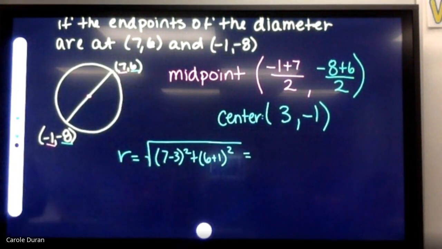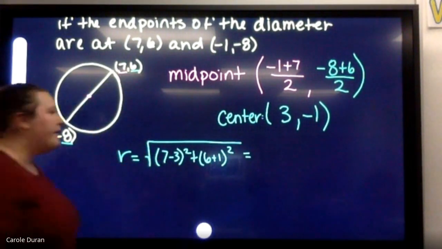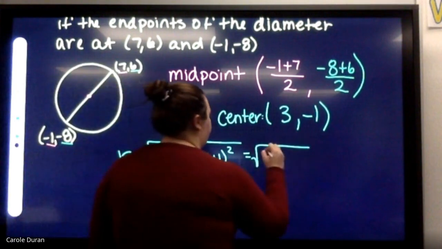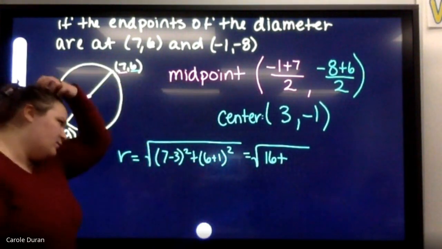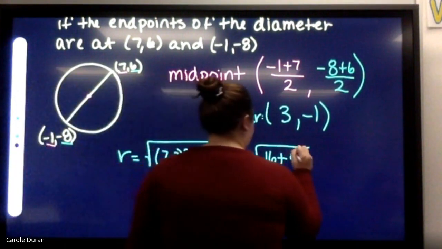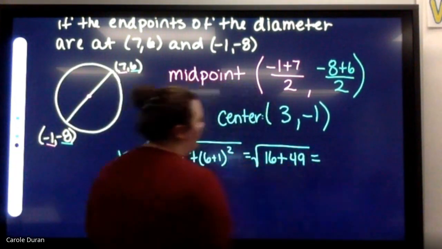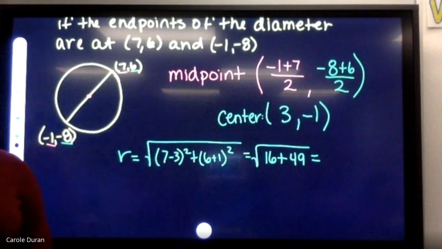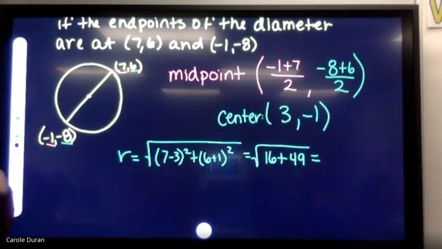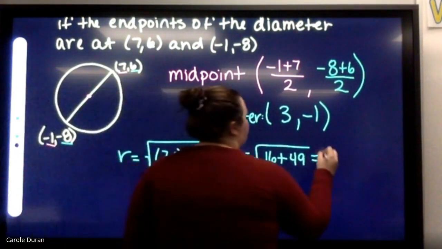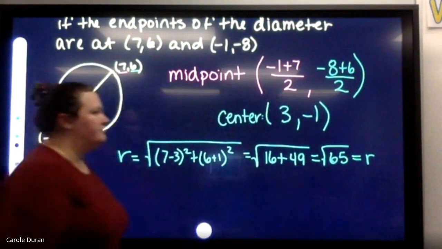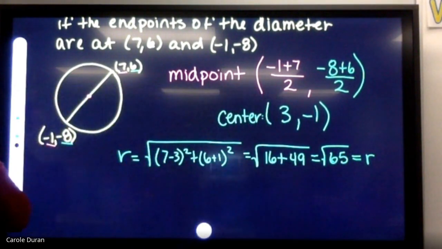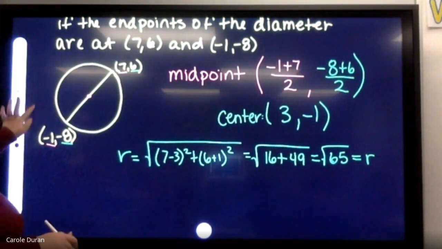I simplify that out. 7 minus 3 is 4. 4 squared is 16. 6 plus 1 is 7. 7 squared is 49. 16 and 49 come out to be 65. So the square root of 65 is the radius of my circle. So now I have the radius and I have the center, and I can put that together in my standard form equation.